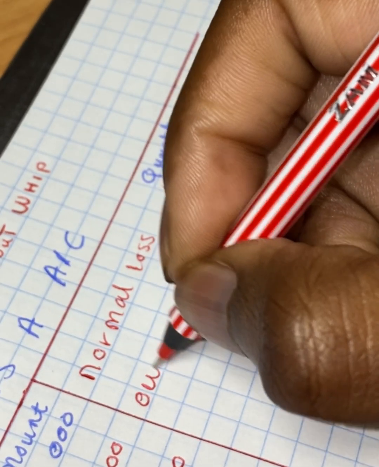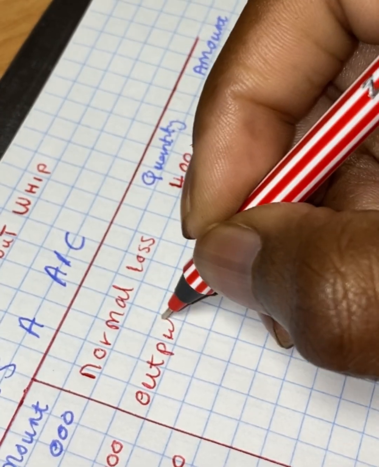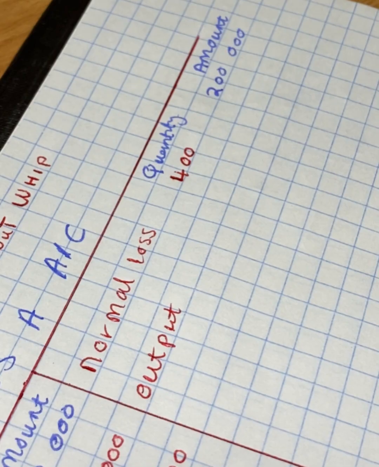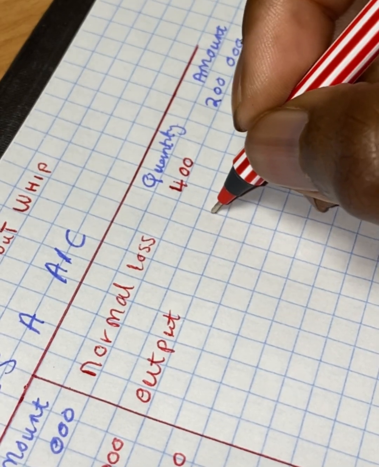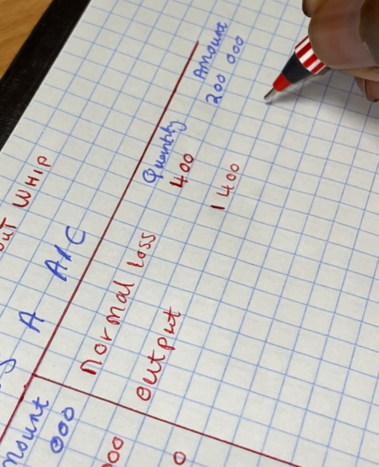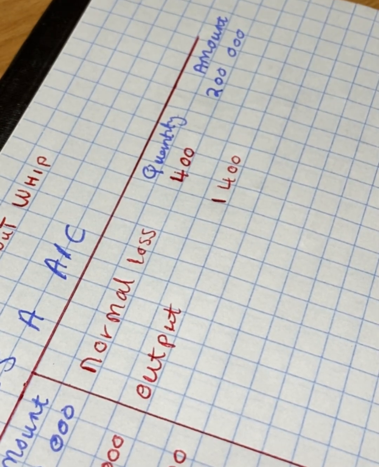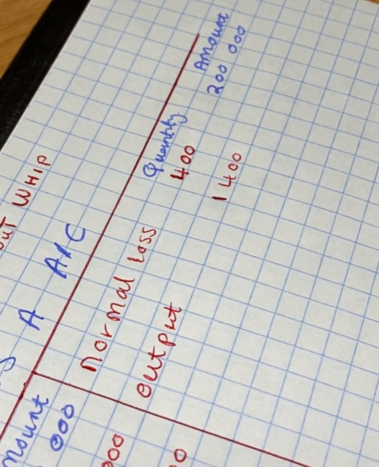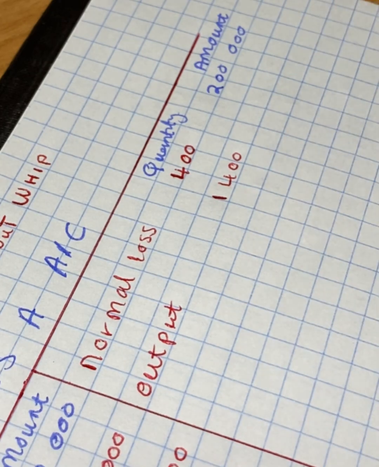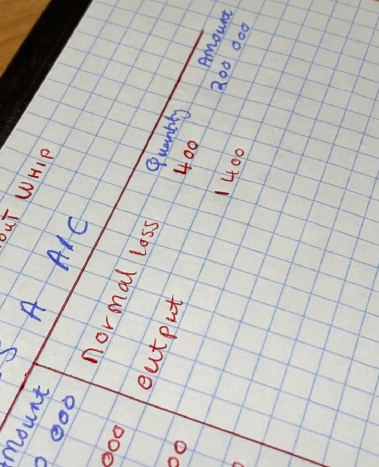So the output is there in the question. The actual output for process A, we have been told it's 1400 kg. So that's the quantity. We have 1400 kg. So when it comes to the amount, you don't put anything. Meanwhile, you wait. You just leave it like that. Okay. So now, once you do this, then you proceed to balancing your process account.